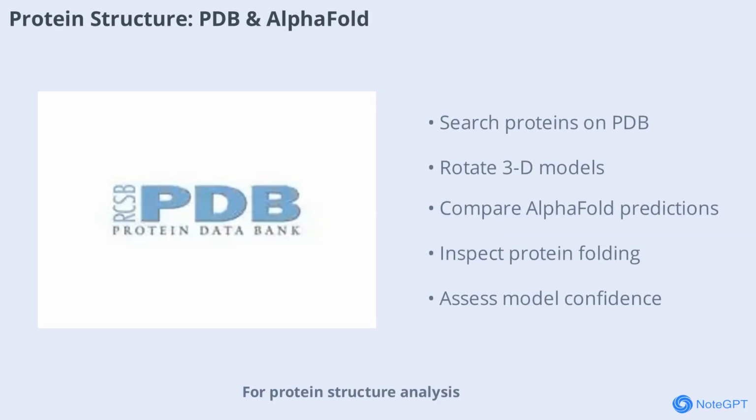Protein structure analysis, PDB, and AlphaFold database offer powerful visualization tools. On RCSB.org, search for protein IDs like 1TUP or BRCA1 1JM7. You can rotate the 3D protein model in the viewer, examining its shape and folding. Next, visit AlphaFold, ExPASy, and type the same protein to compare predicted structures with experimental data.